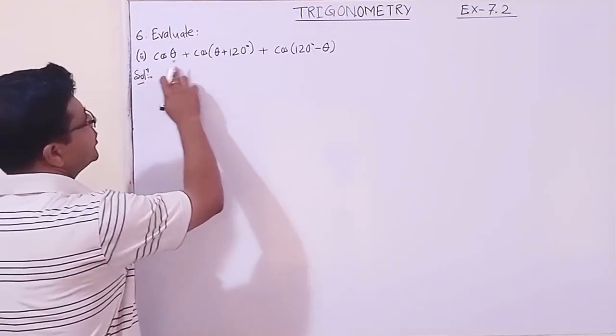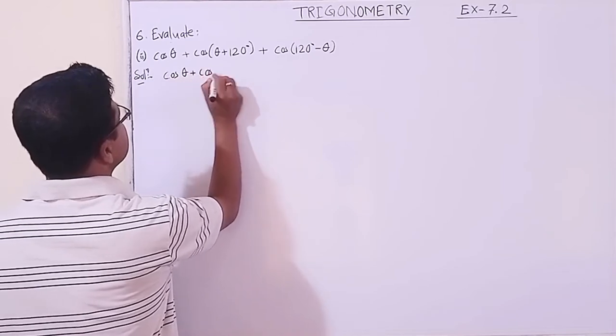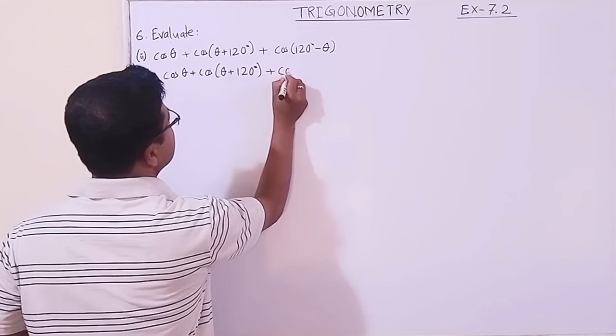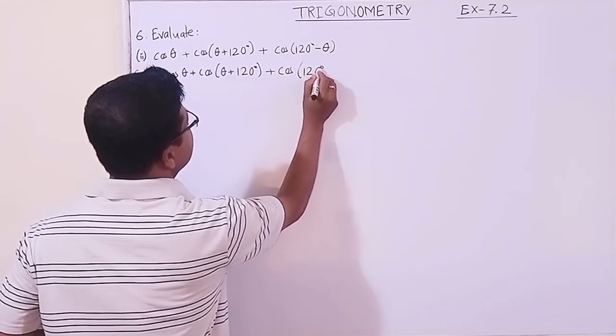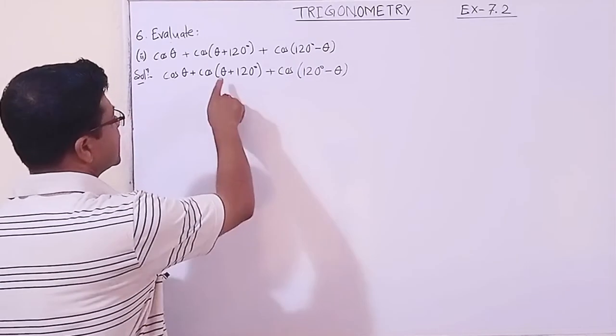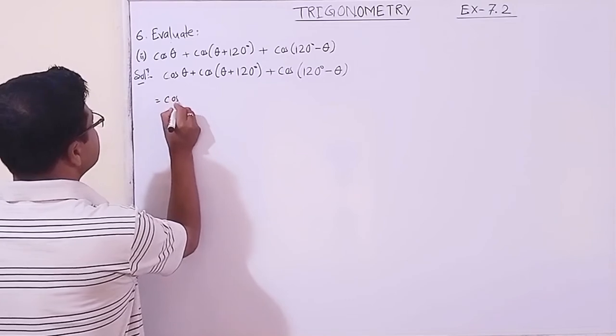Second one is we have to find the value of this. So let us write the question. Cos theta plus cos of theta plus 120 degree plus cos of 120 degree minus theta. Here also the procedure will remain same. We shall expand this and this. So let us write down this cos theta.